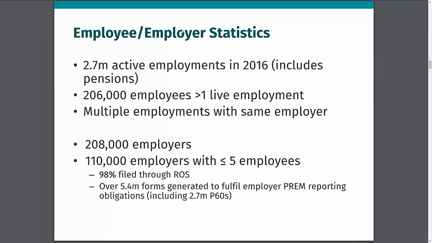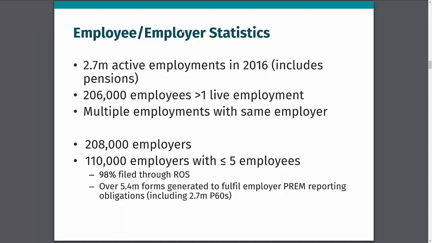So in terms of the context then, and Paul has given you some of the stats there already, but currently Revenue has 2.7 million active employments, and that's for 2016. And that includes people who are in receipt of a pension. We have 206,000 employees that have more than one live employment. So, and then you would have lots of people who have multiple employments with the same employer under different contracts.